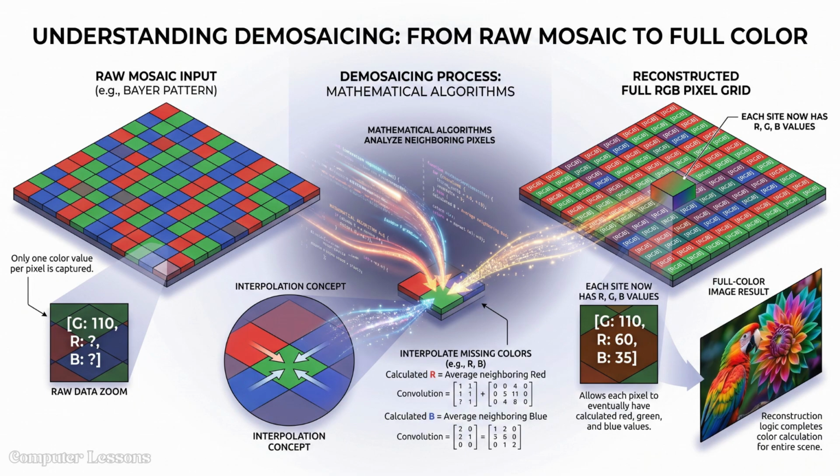Converting this raw mosaic data into a full-color image requires a complex process called demosaicing. Mathematical algorithms analyze neighboring pixels to interpolate the missing color information for every single site. This reconstruction logic allows each pixel to eventually have a calculated red, green, and blue value.